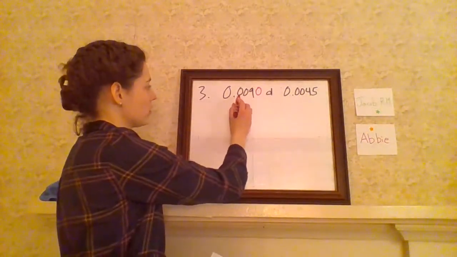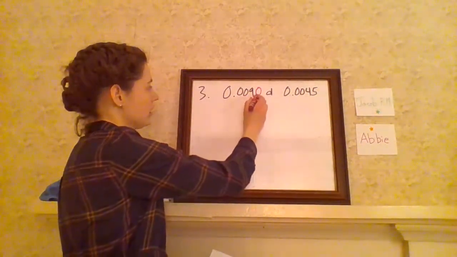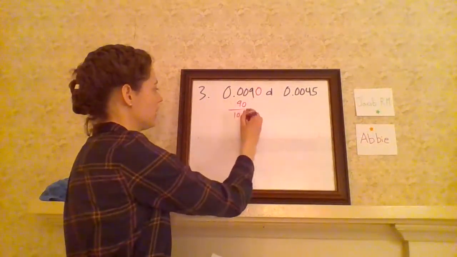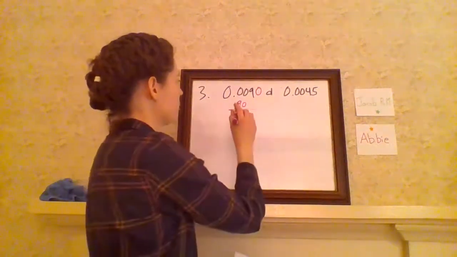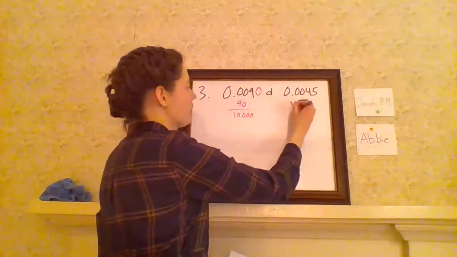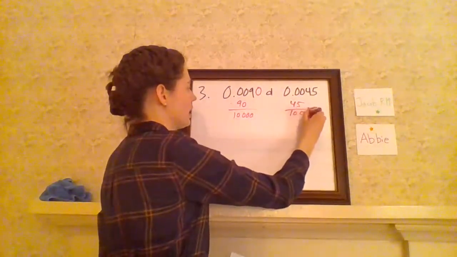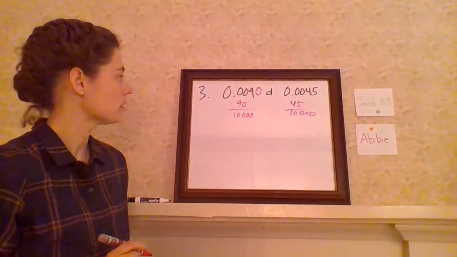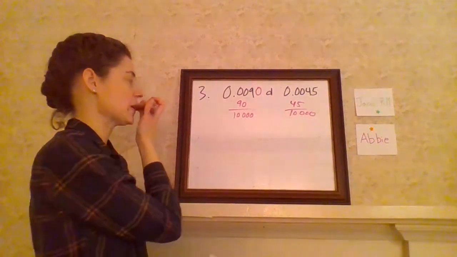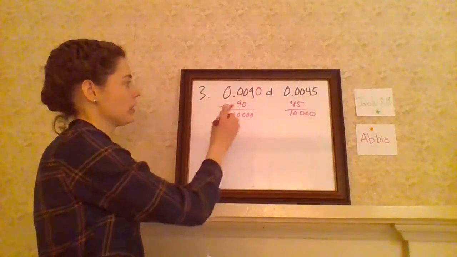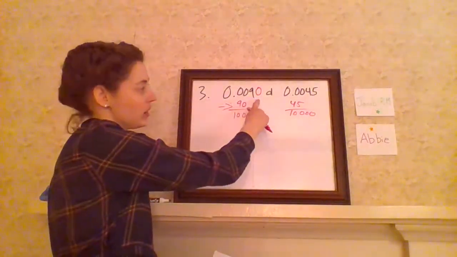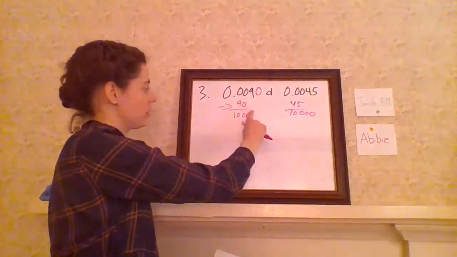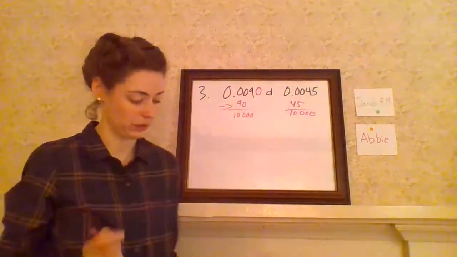So tenths, hundredths, thousandths, ten thousandths. We have 90 out of 10,000 possible, and this is 45 out of a possible 10,000. So which one is larger? Well, this one's larger. And we can see that once we added that 0 in there as well. And this is in fact twice as large. This one is twice as large as that one.